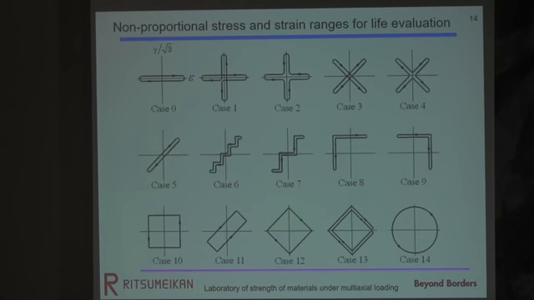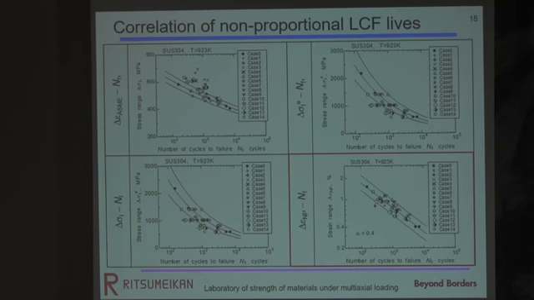So we carried out several loading paths and evaluated the failure life. This is evaluated by the IS method. Almost all data is plotted within the factor of 2 bands. So we have already checked that this method is a very suitable parameter for evaluating failure life under non-proportional loading.